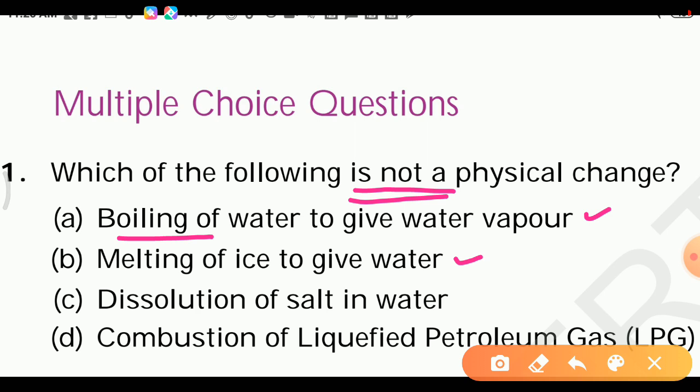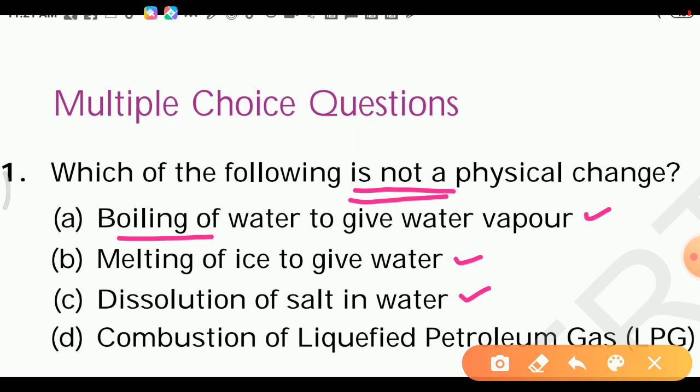C is dissolution of salt in water. As we dissolve the salt in water, it is also a physical change. In this, the nature of the salt is not changing, the nature of the water is also not changing, and any new substance is not formed. So this is also a physical change, not a chemical change.